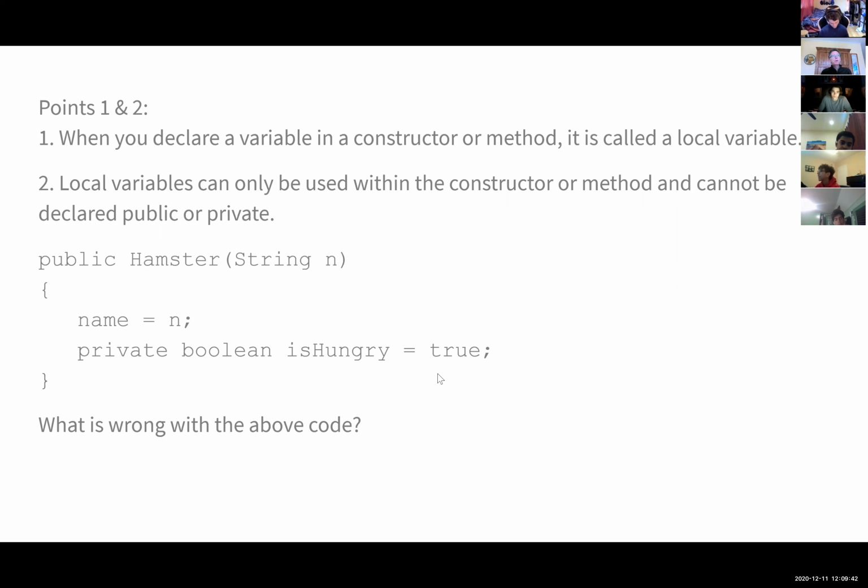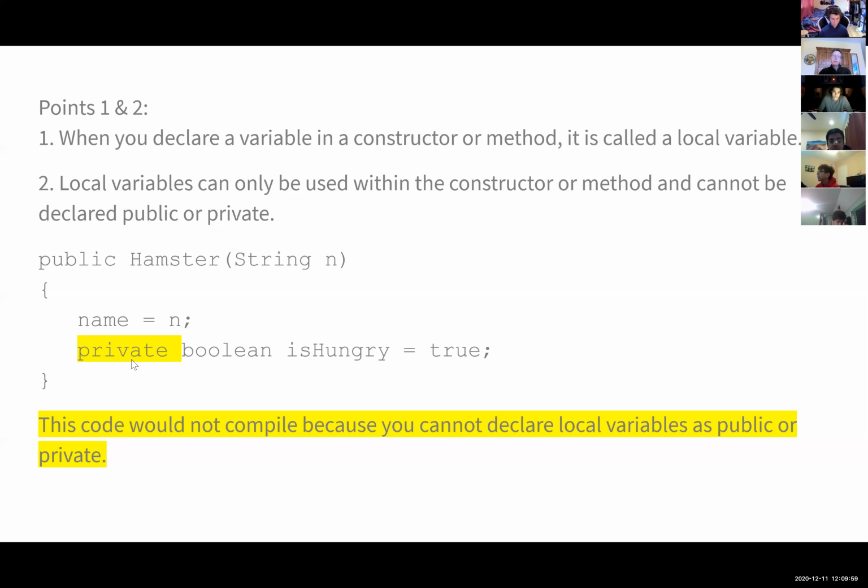Here's an example of somebody doing something wrong. This is a constructor for a hamster class. And notice it says private Boolean is hungry. And that's what's wrong with this. You're not allowed to use private or public for variables inside of methods or constructors. So you can't declare local variables as public or private, only what we call instance variables, the class level variables that are at the very top.